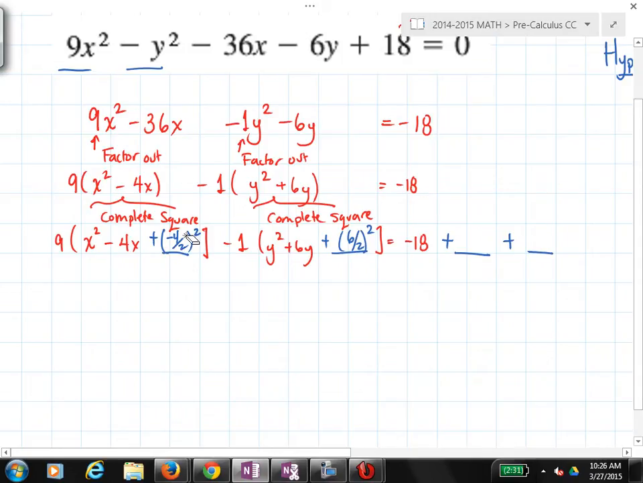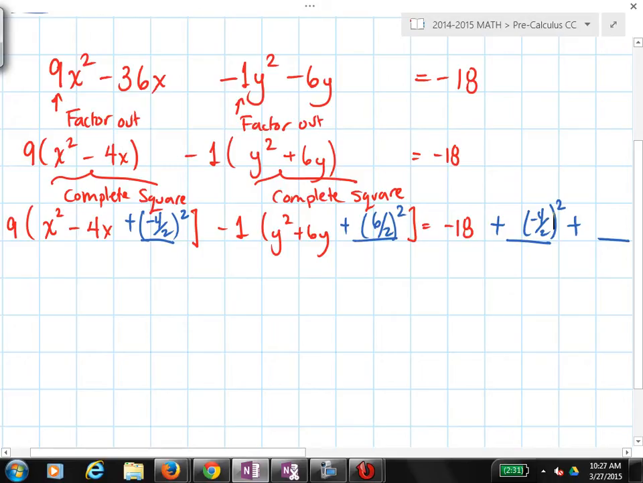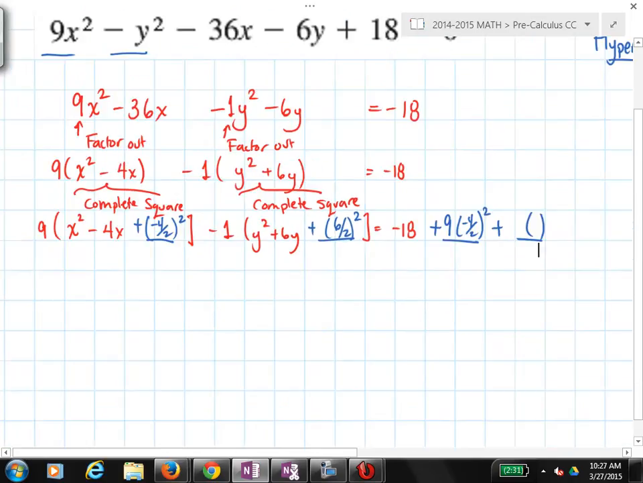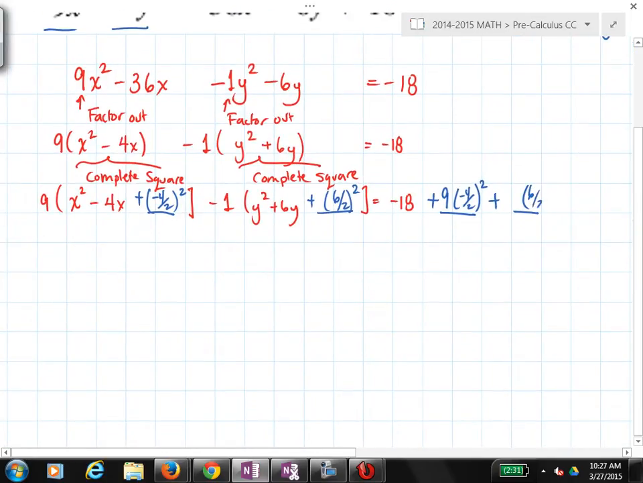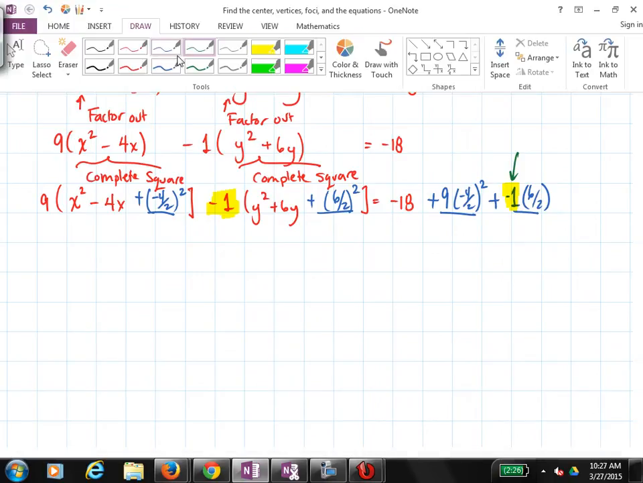So I have to add to both sides whatever it is that I was adding. On this one, I added -4 divided by 2 squared. But I want to make sure that you understand that there's 9 of these in front, so there's 9 also over here. And over here, I'm going to be adding 6 divided by 2 squared, but that coefficient has to match. This coefficient in front is -1, so I have to put a -1. That's also the one that students kind of make a mistake on. If you wanted to, you could change it to minus right here, but I'm just going to leave it here. When you enter it into the calculator, it won't make a difference.